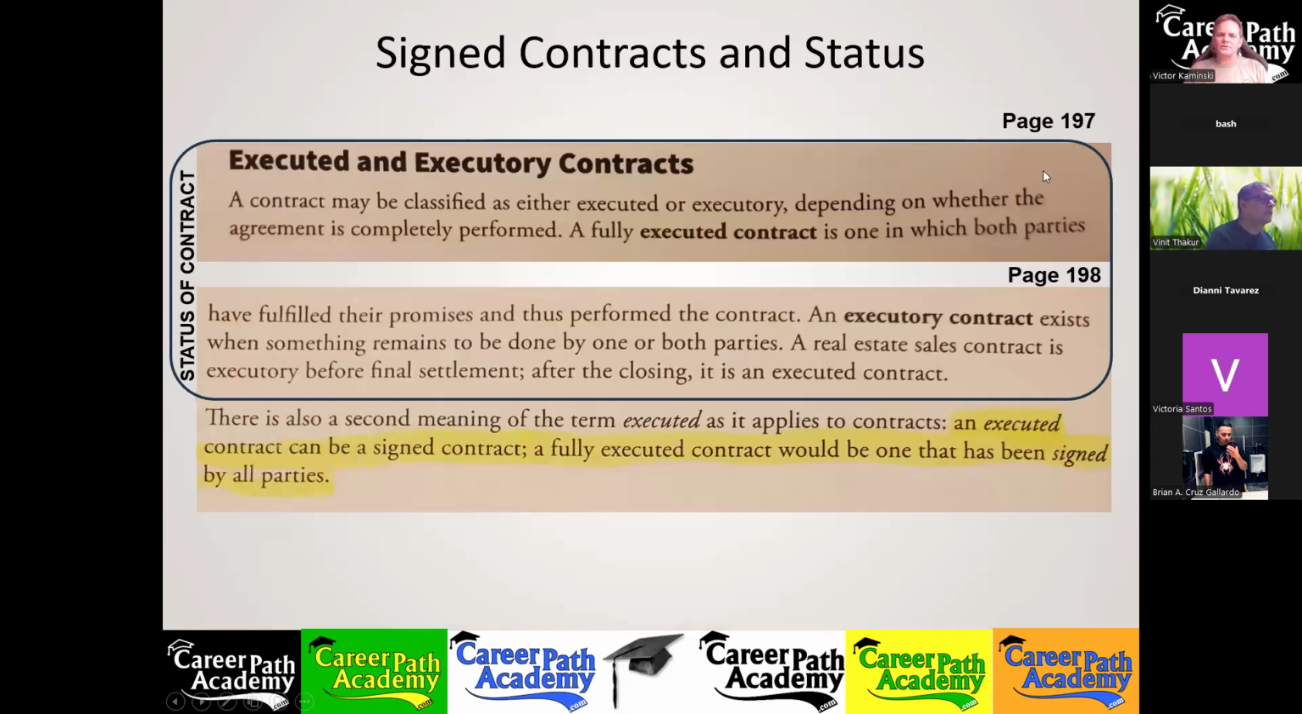So in the books, here on pages 197 and 198, they split it through the pages. We're talking about the status of the contract here, and then over here, we're talking about it being executed, pertaining to it being signed. An executed contract can be a signed contract. A fully executed one would be one that's been signed by all parties. Let's just highlight that, because that's probably the extent that you need to know for exams, and for real life, for that matter.